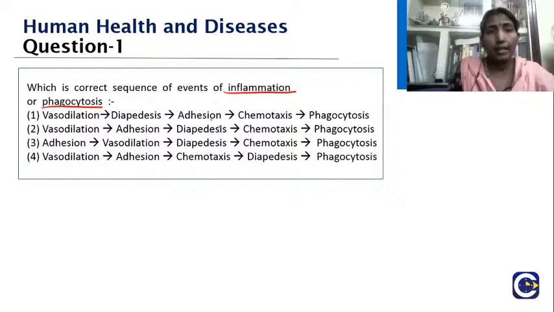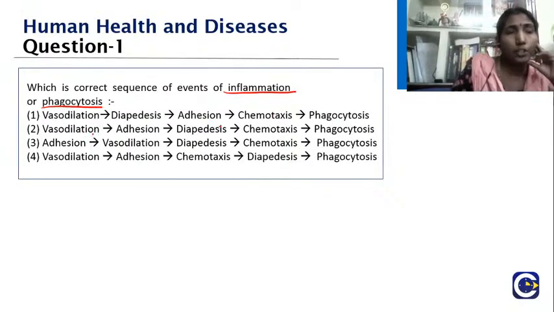Vasodilatation, diapedesis, adhesion, chemotaxis, phagocytosis. The second option is vasodilatation, adhesion, diapedesis, chemotaxis, phagocytosis. Adhesion, vasodilatation, diapedesis, chemotaxis, phagocytosis. Vasodilatation, adhesion, chemotaxis, diapedesis, and then phagocytosis. So what should be your answer or the sequence of events?